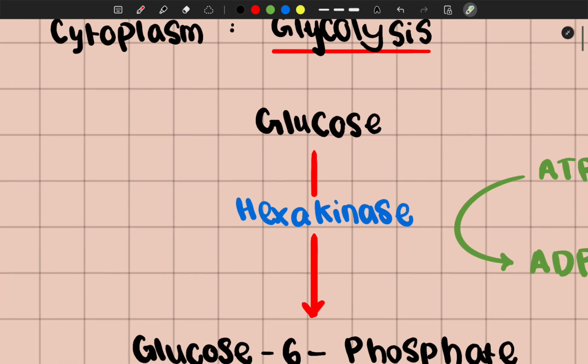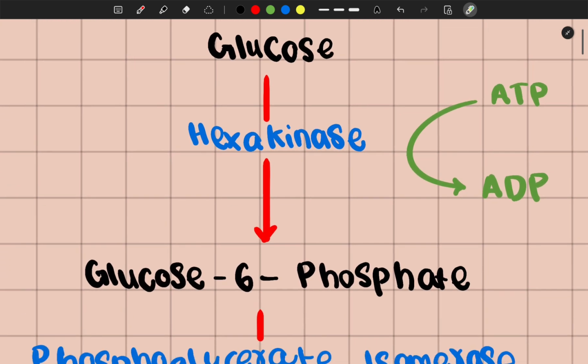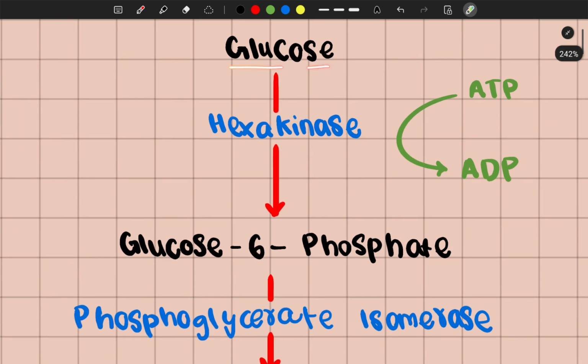So let's begin with glucose. Glucose undergoes a change by adding a phosphate group. So we go from glucose to glucose 6 phosphate, where the phosphate group is added on the sixth carbon under the enzyme hexokinase. And here we use one ATP molecule. We take one phosphate group from the adenosine triphosphate and convert it to adenosine diphosphate.